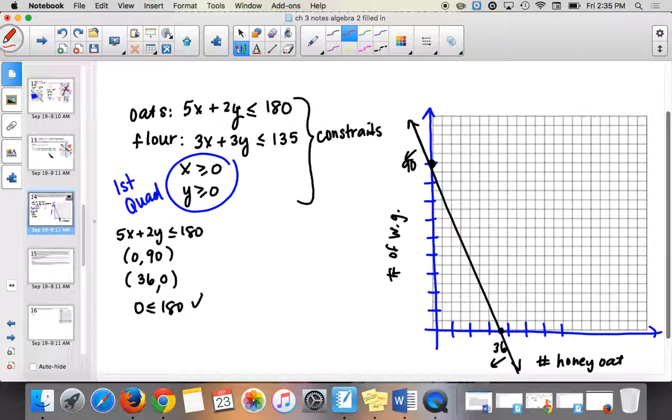All right, so I'm going to do the next line in red. So I have 3x plus 3y is less than or equal to 135. Has anybody found the x-intercepts and y-intercepts for this? They're the same number. 45. It is 45. Good. So it's 0, 45, and 45, 0. So 10, 20, 30, 40, 45. And then we draw on our line.